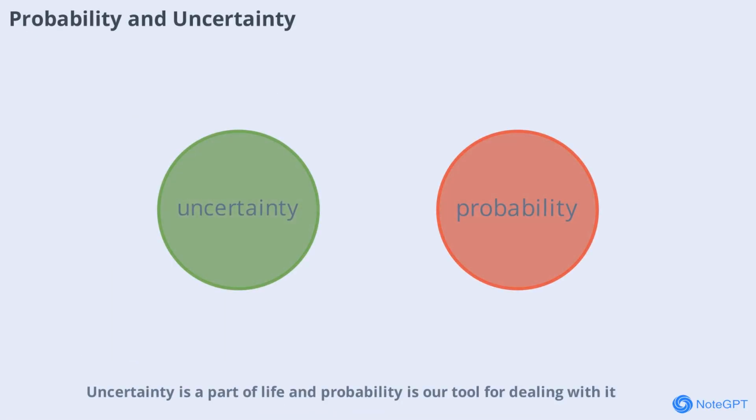Uncertainty is a part of life, and probability is our tool for dealing with it. By quantifying uncertainty, we can plan for different scenarios and make better decisions. Probability doesn't eliminate uncertainty, but it gives us a way to understand and manage it.